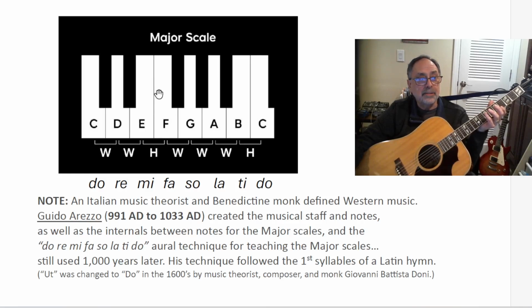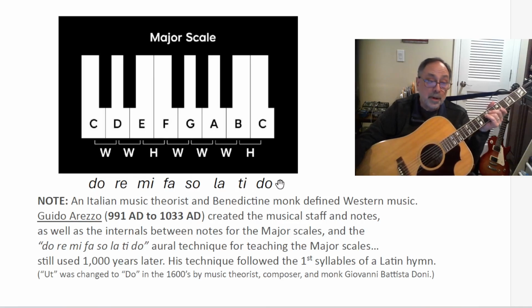There's no black key here, so it's a half step. F, G, and A, between them, they're whole steps. They all have to go up 2 half steps. B to C is a half step. And this gives you the do, re, mi, fa, sol, la, ti, do sound. That's because of these intervals between the notes, whether they're a whole step or a half step. This pattern, 2 wholes, a half, 3 wholes, and a half, gives you the sound of do, re, mi, fa, sol, la, ti, do.